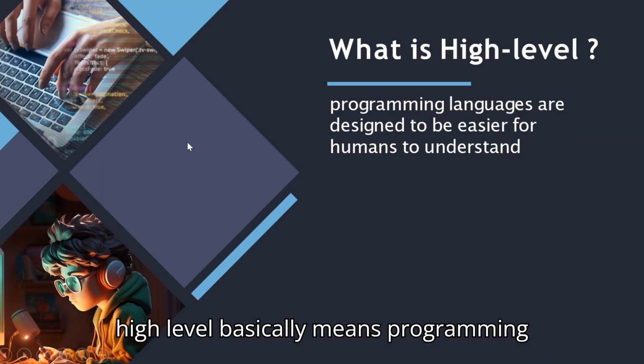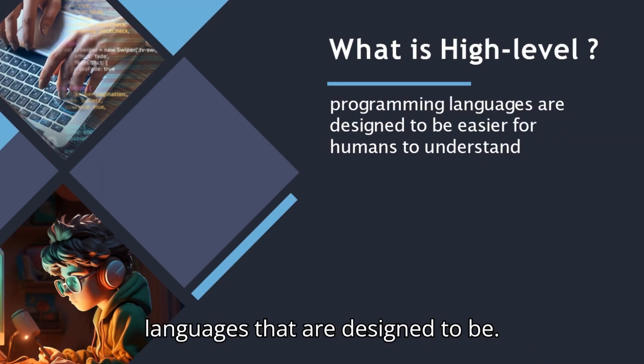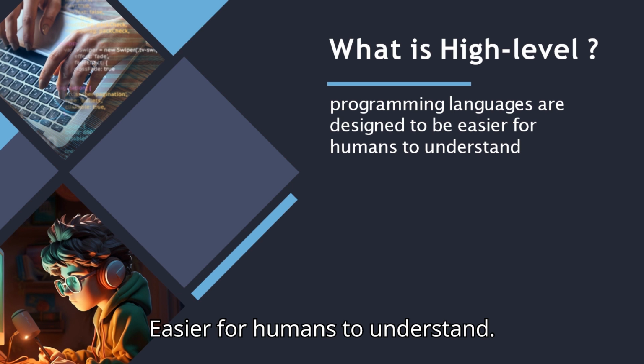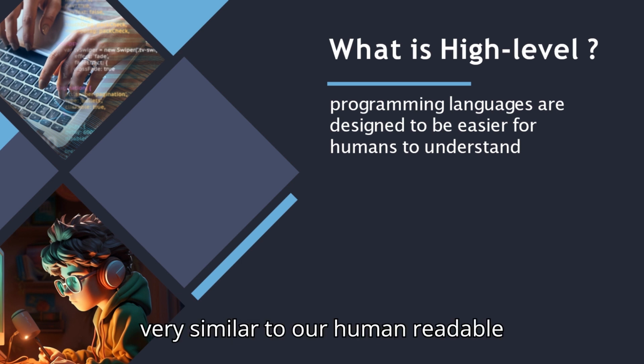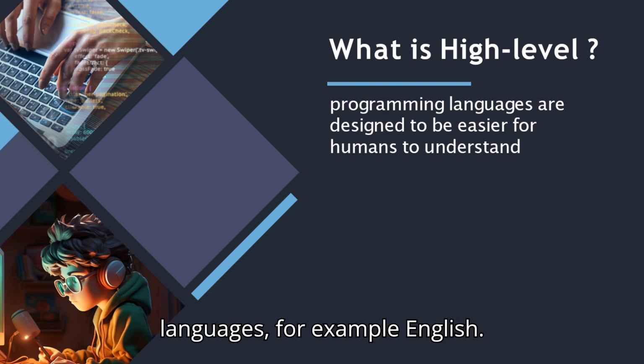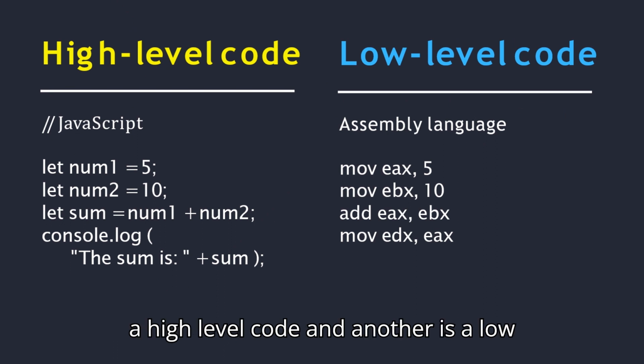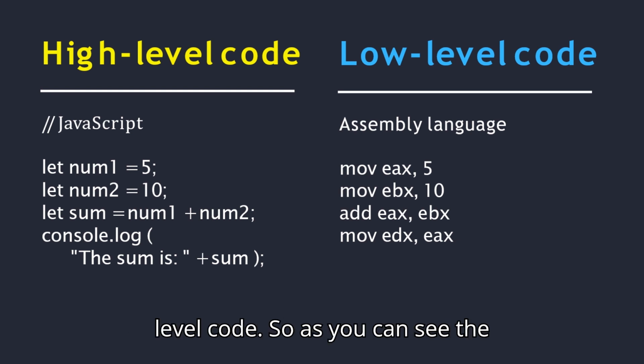So, high-level basically means programming languages that are designed to be easier for humans to understand. Basically, they are very near and very similar to our human readable languages, for example, English. So, over here you can see two codes. One is a high level code and another is a low level code.